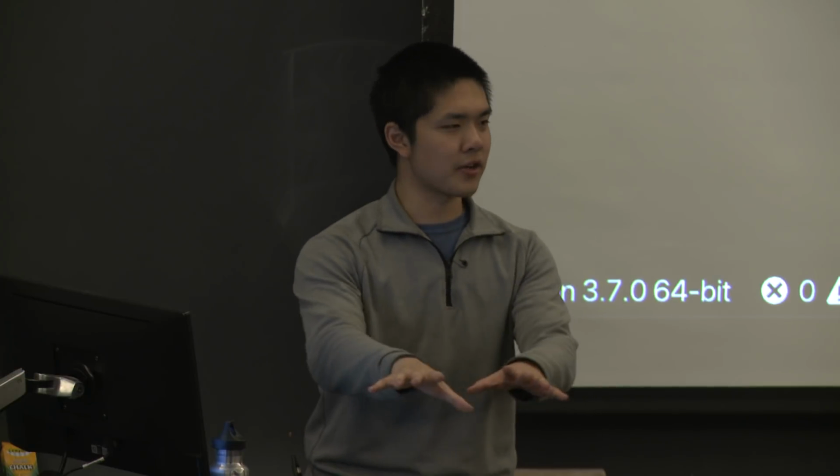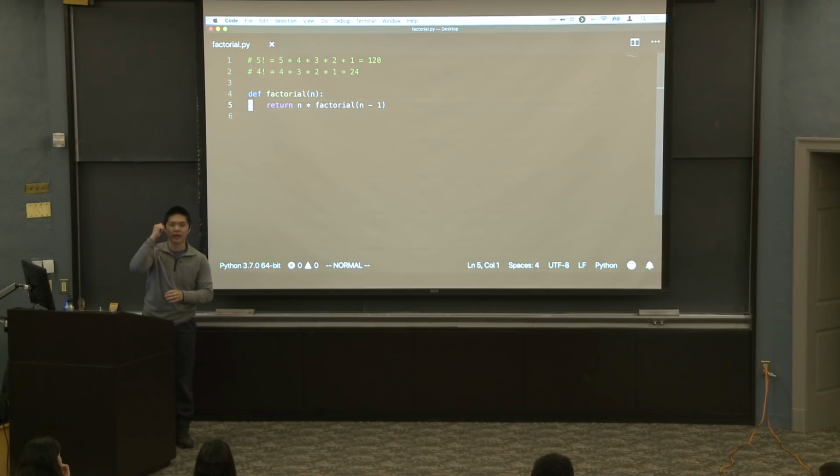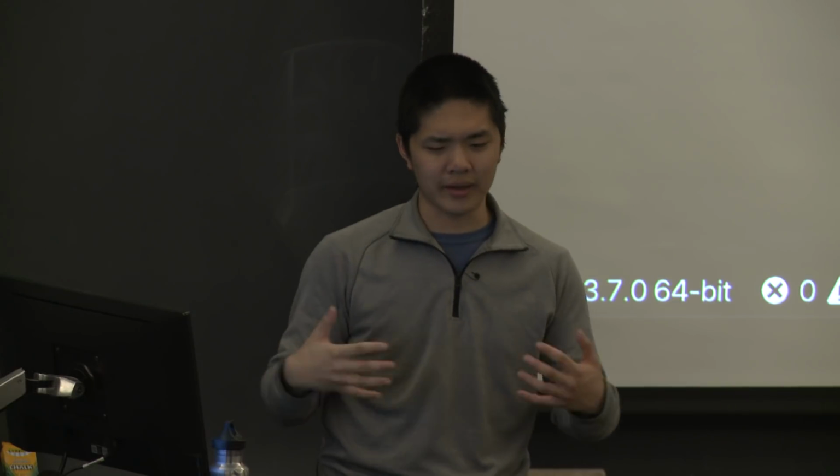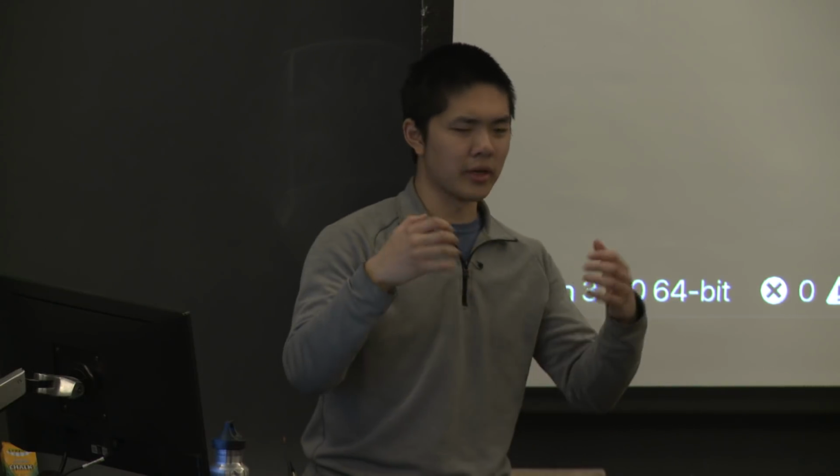Now what goes wrong if I try and use this code? Something's not quite right about it, although the idea is reasonable. Yeah? It breaks if 1 minus 1 is 0. Yeah, so it breaks when I get down to lower numbers like factorial of 1, because then I'll do 1 times factorial of 0.